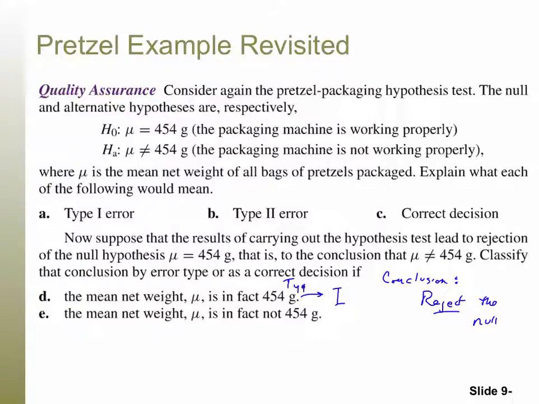You agree with that? Some people said 2. I just want to make sure. Okay. What about if the mean weight is in fact not 454 and we rejected the null? Correct decision. Right? So we said the machine's not working properly when in fact it's not working properly. Any questions on the type 1 and type 2 errors?